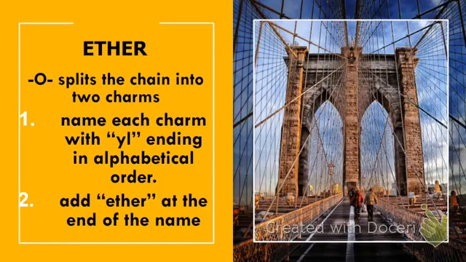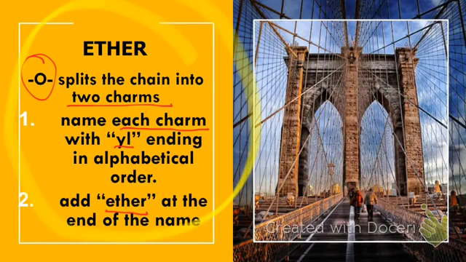All right, so now let's talk about ethers. Ether is an oxygen that literally splits the chain into 2 chains. Remember I talked earlier about 2 chains. All you're going to do is you're going to name each chain like you would a normal chain with a yl, alphabetically, of course, and then you're going to add the word ether at the end of the name. That's how you're going to name this. Okay? So, are you ready? Let's go ahead and do this.